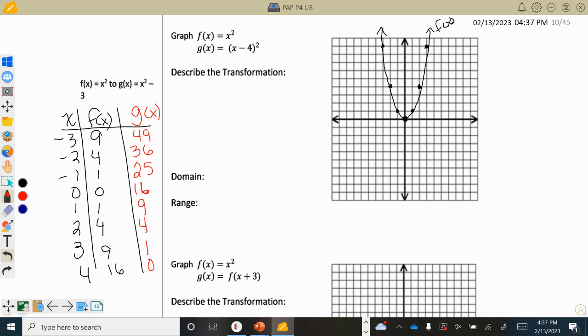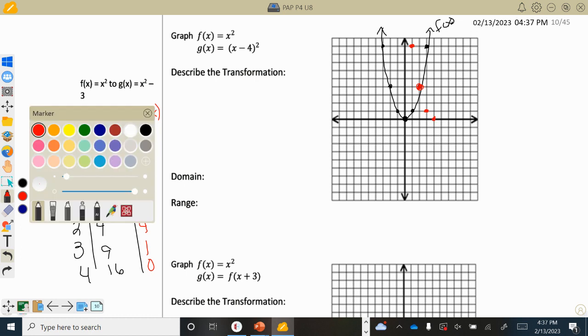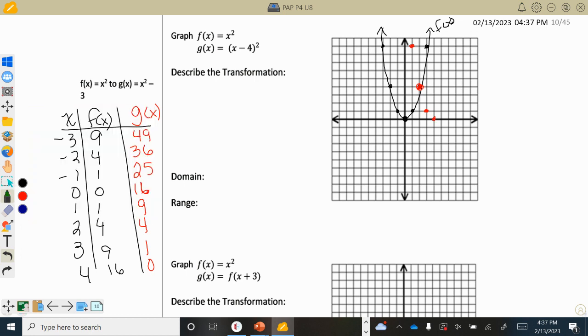When x is 1, y is 9. When x is 2, y is 4, which happens to be this point here. When x is 3, y is 1. When x is 4, y is 0. We only have half the graph, but remember we have an axis of symmetry. All that's happening is my entire vertex has been shifted to the right 4 units.